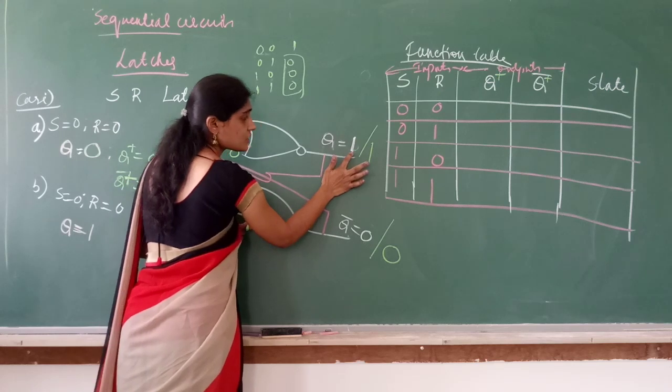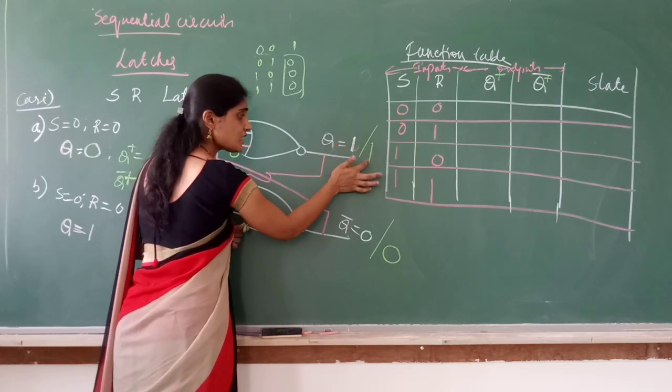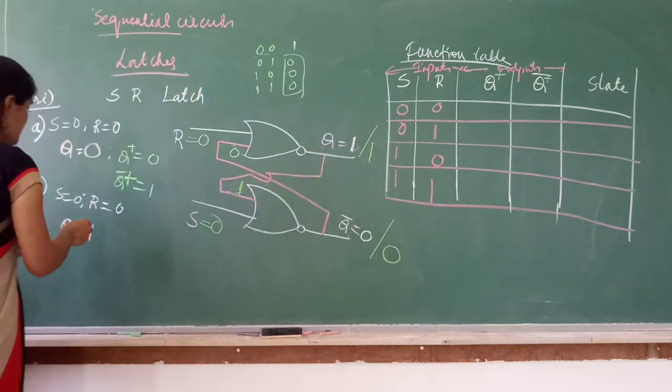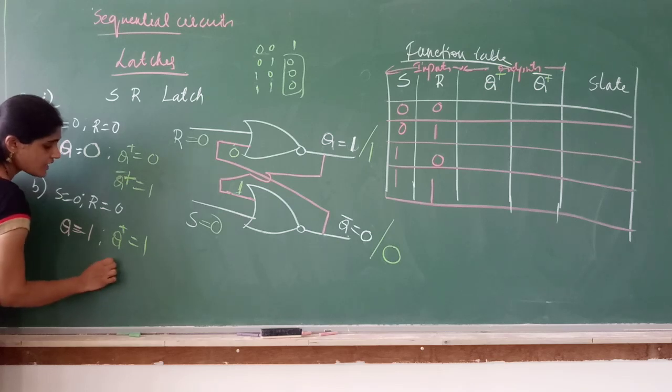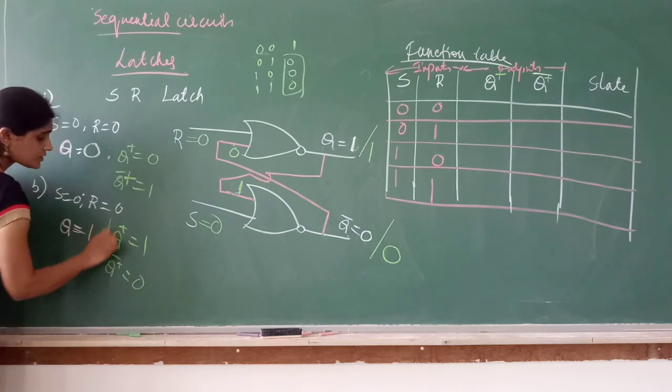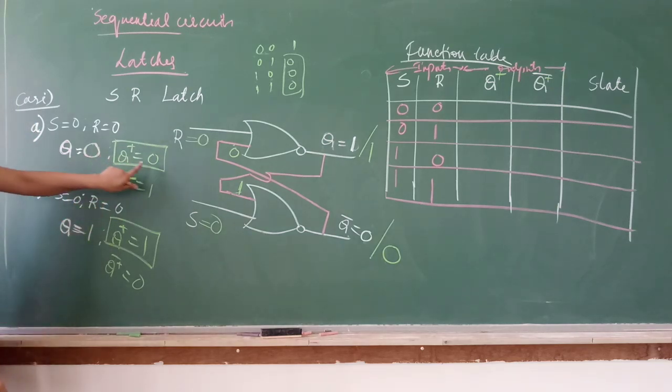This is previous state. If previous state is 0, next state is 0. If previous state I give as 1, next state I am also getting as 1. So if previous state is 1, Q plus is also equal to 1. Q plus bar is 0. This is very important for us. So if previous state is 0, next state is 0. If previous state is 1, next state is 1.